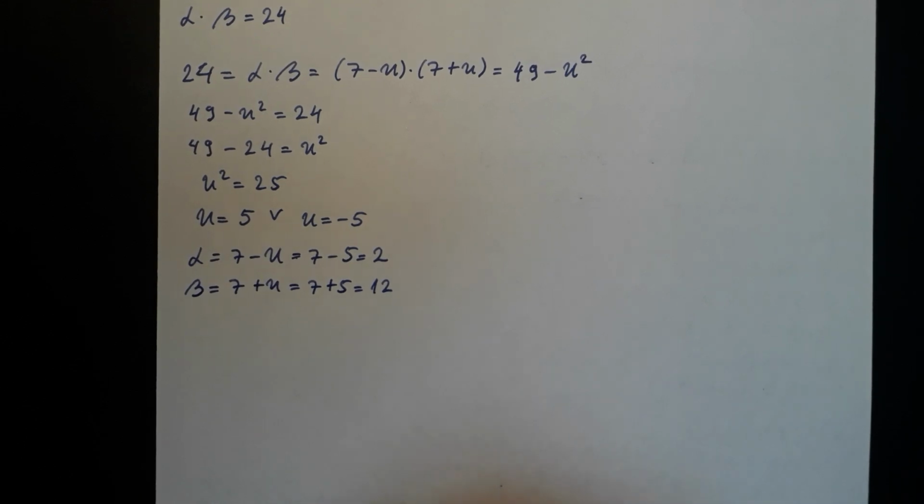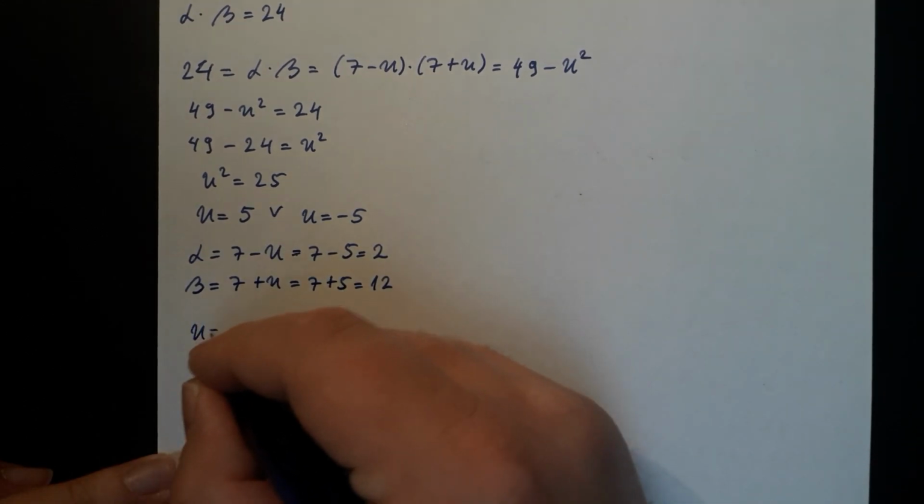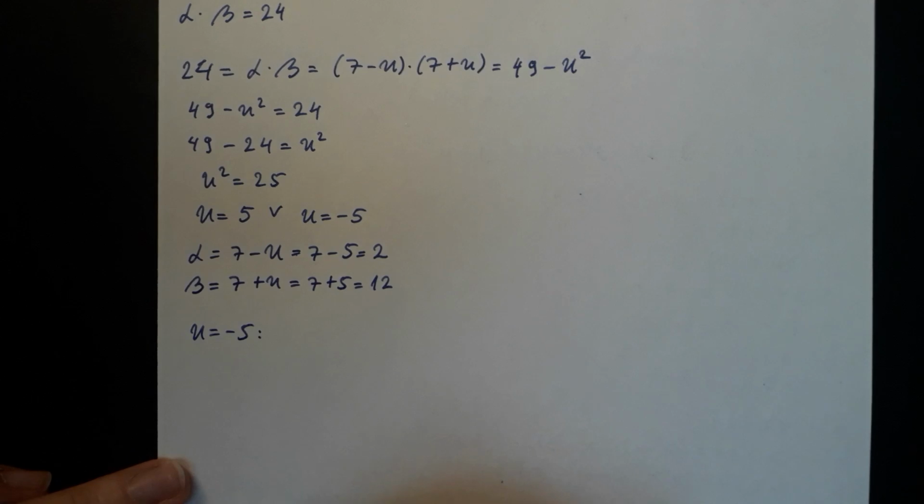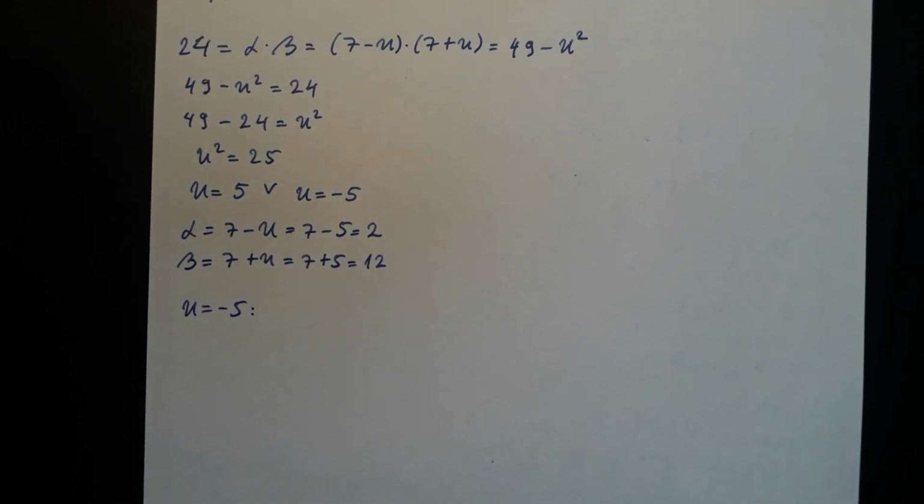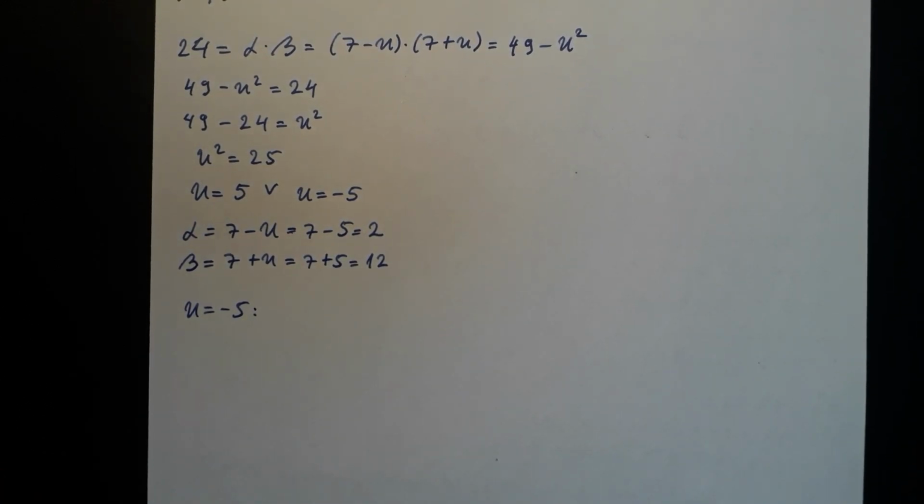Now, regarding u equal to negative 5, what happens now? I don't actually need the other direction in order to finish. I just need to know that there is a logical connection with equivalence so that I can get from u equal to 5 all the way up to 7 minus u multiplied by 7 plus u.